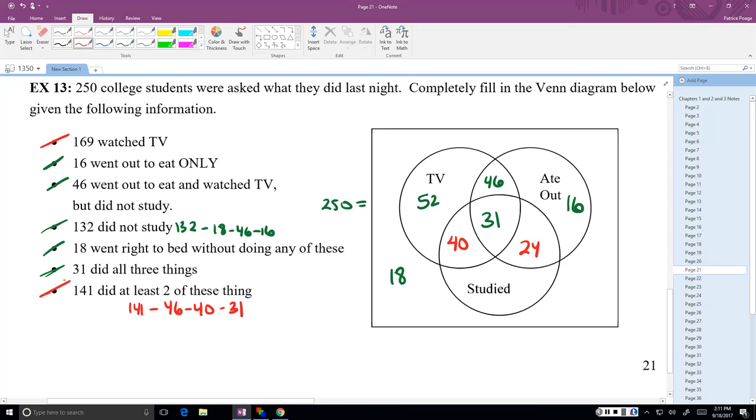So I've answered all my bullets, but I'm missing one group still. Which group am I missing? Only studied. How do I find them? 250 minus all those numbers. So 250 minus all those numbers would leave you with 18. Right there.